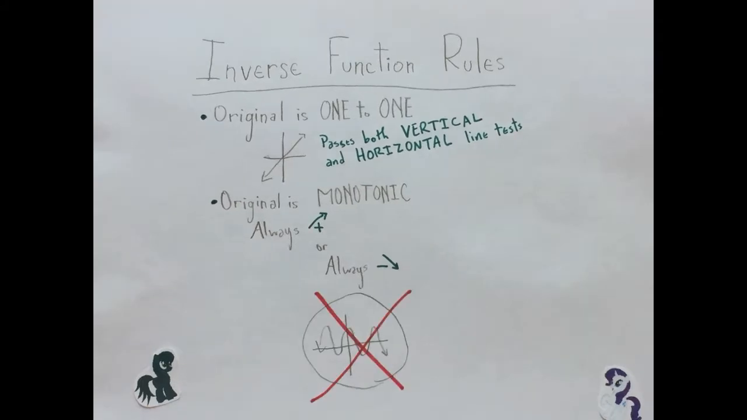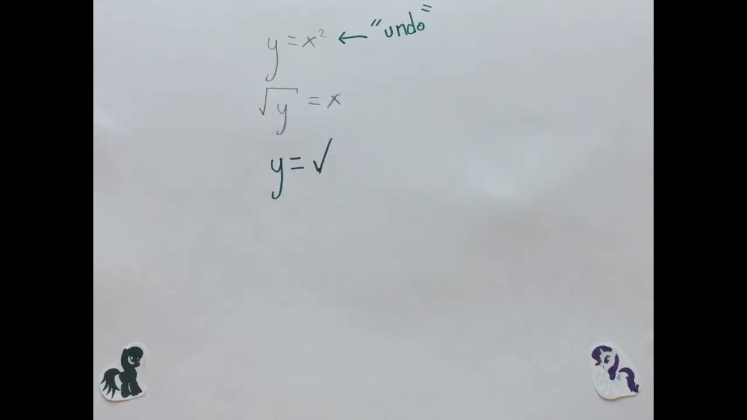Let's look at how to find the inverse algebraically. We'll start with a simple equation, y equals x squared. To find the inverse, you merely undo the equation by solving for x. So the inverse of y equals x squared is y equals root x.